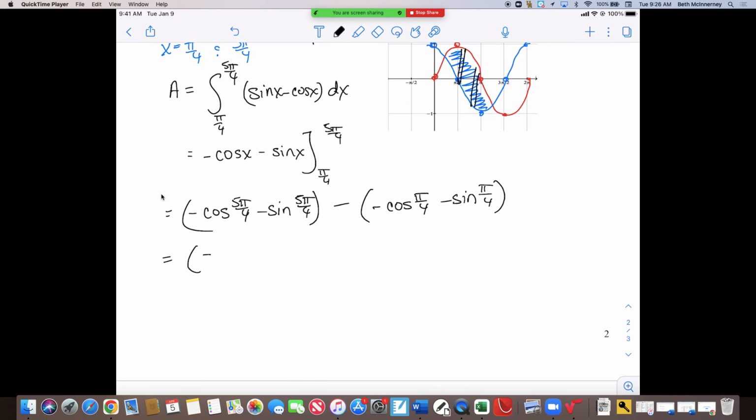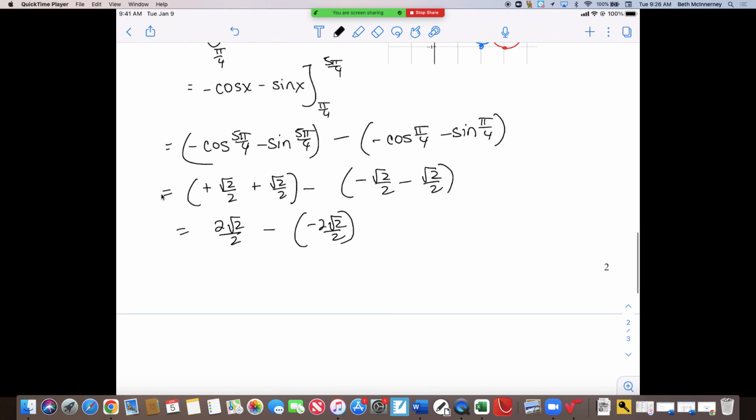So that's negative. Now cosine 5 pi over 4 is negative, right? So that's positive. So that's 2 square root 2's over 2. So that's square root 2 plus square root 2, which is 2 square root 2.